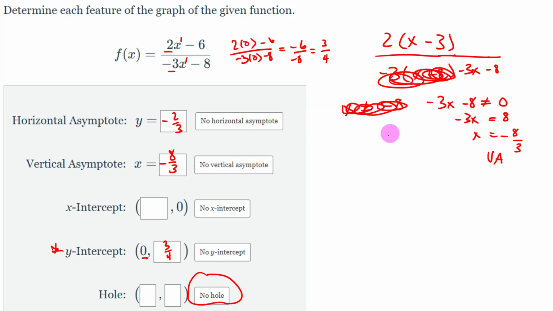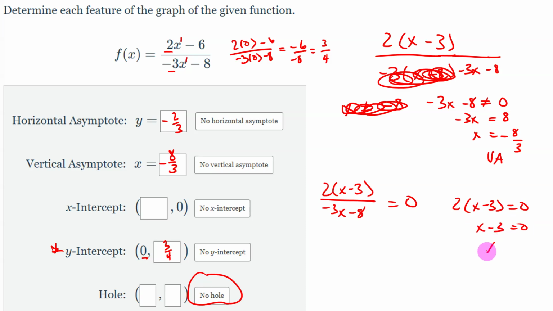So all we need is the x-intercept. Realizing now we shouldn't even have to deal with the denominator. It's going to be 2x minus 3 over negative 3x minus 8 equals 0. Well, if I multiply both sides by the denominator, I get 2x minus 3 equals 0. Divide both sides by 2. So x is 3.